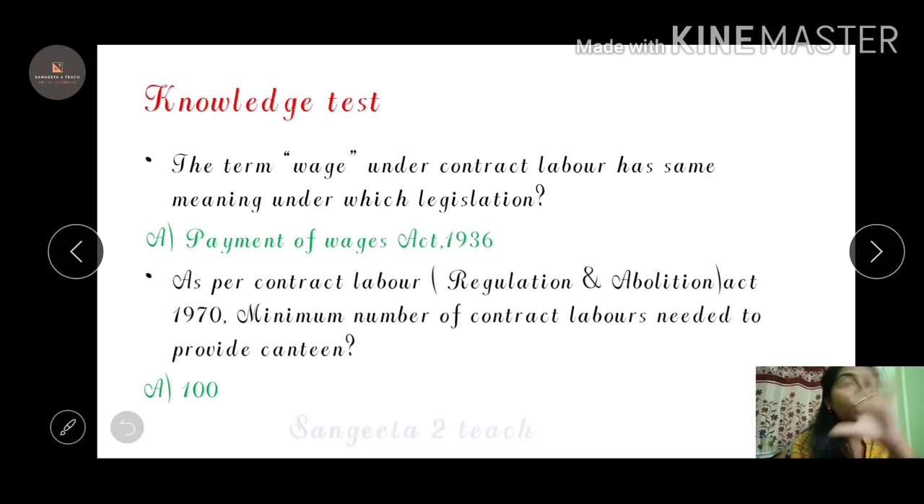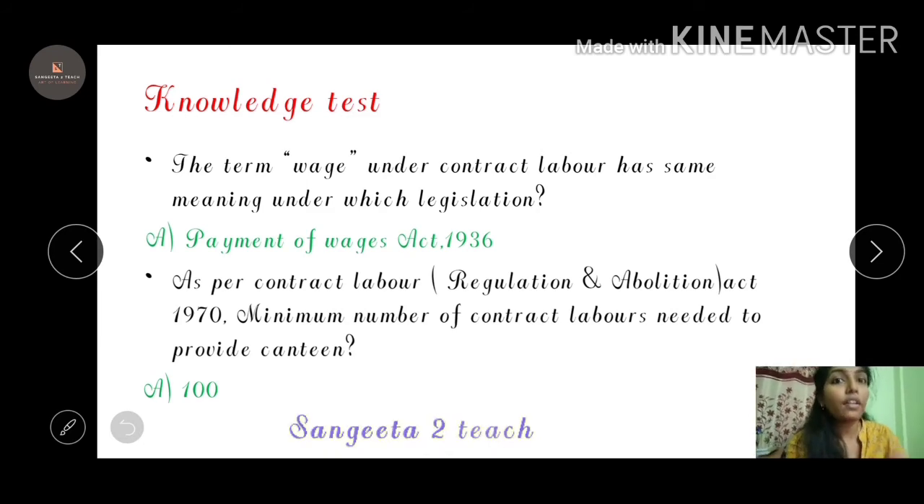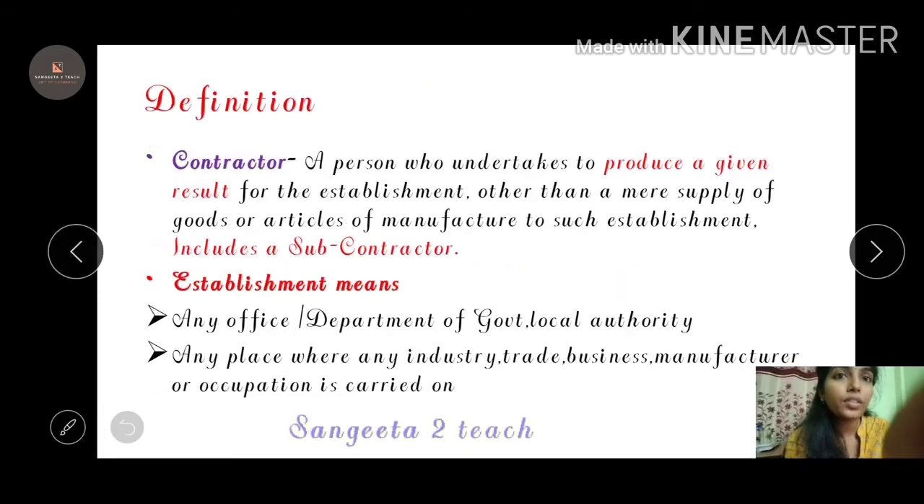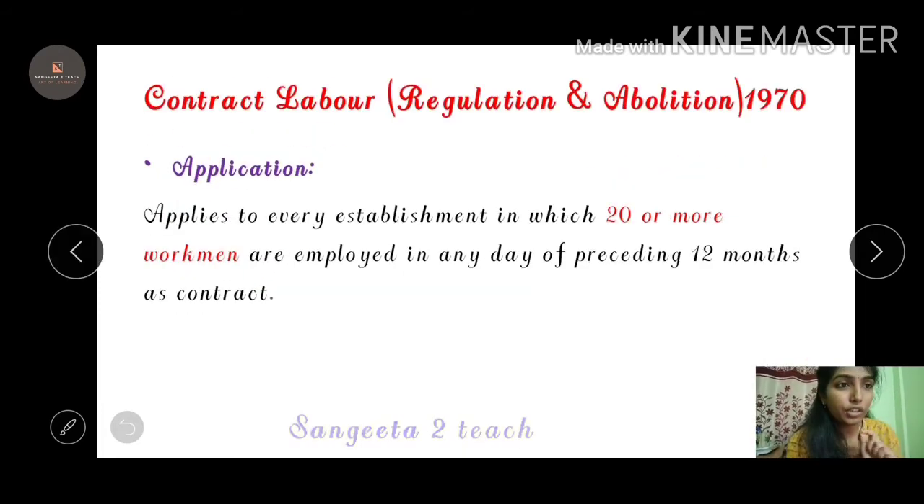Okay, now this has come to an end. You have understood what this law actually deals with. Simple, just a quick revision, a rewind of it. It is applicable for 20 or more workmen.